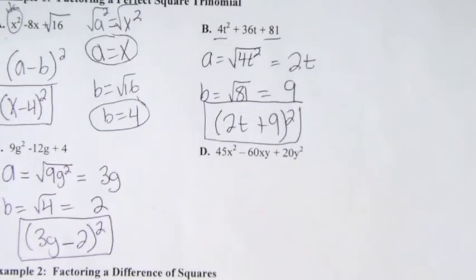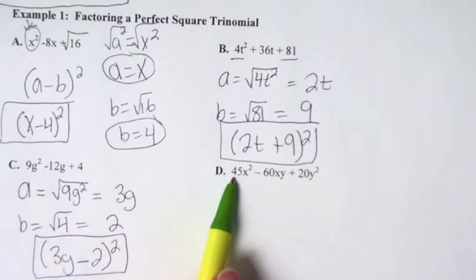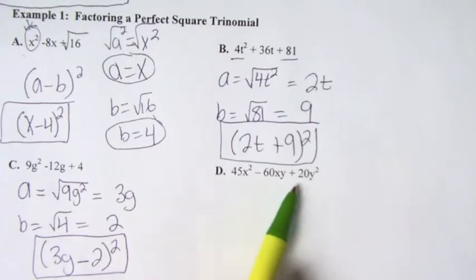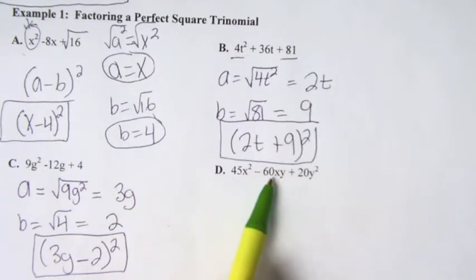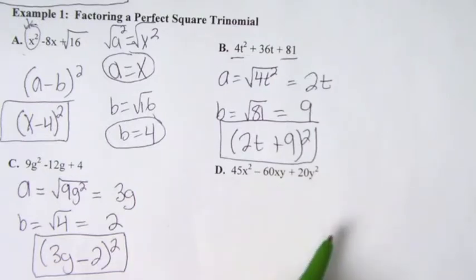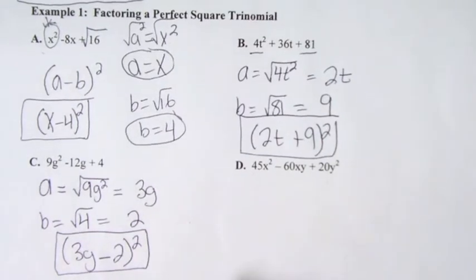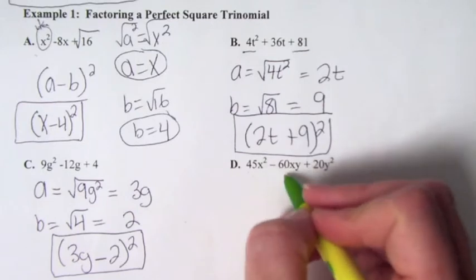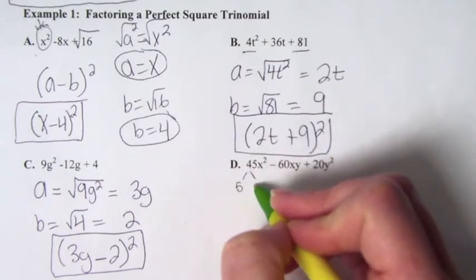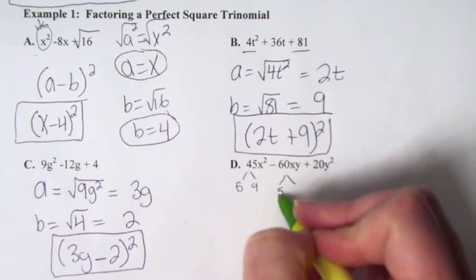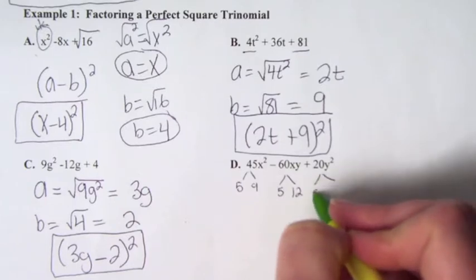Now, if you look at letter D, here's the thing with D. On D, 45 is not a perfect square. 20 is not a perfect square. However, I want you to look at the numbers. We have 45, we have 60, and we have 20. Each of those numbers has a greatest common factor that we could pull out like we did on the board yesterday. 5 is going to be a factor on all of these. So we can take out a 5. This is 5 times 9, 5 times 12, and then this was 5 times 4.